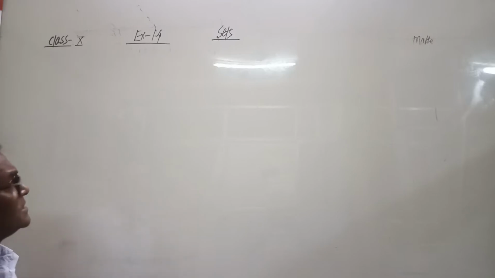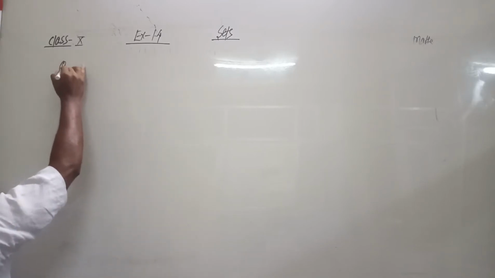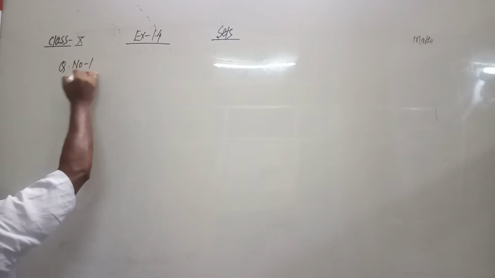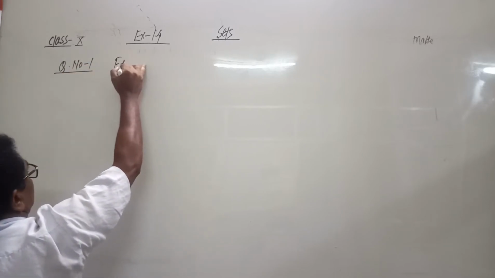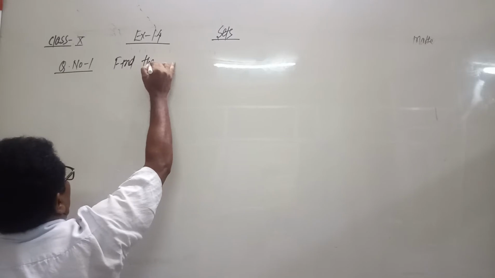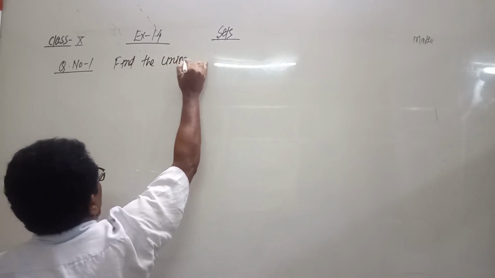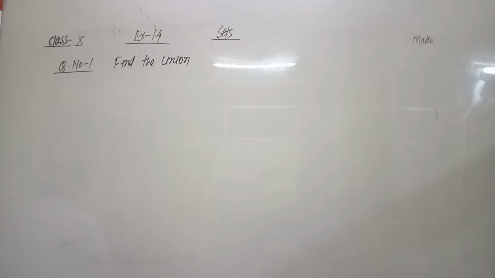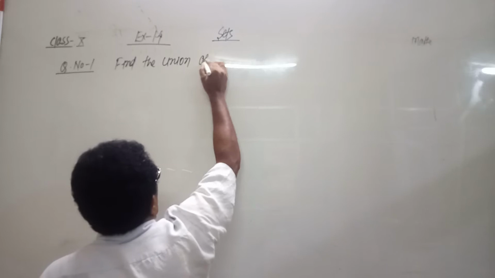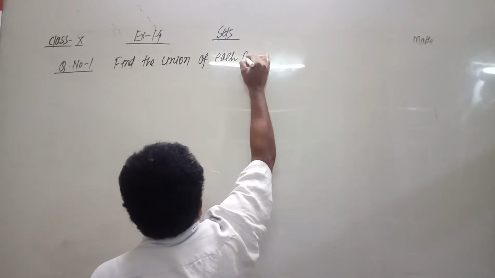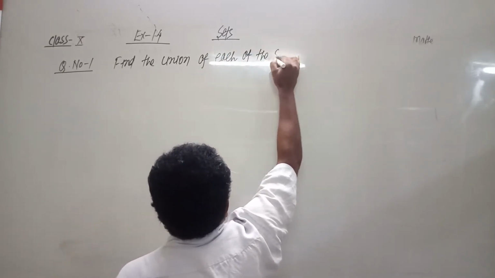We continue exercise 1.4. This is important, exercise 1.4, 1.5. The first question is question number 1. Find the union of each of the sets.